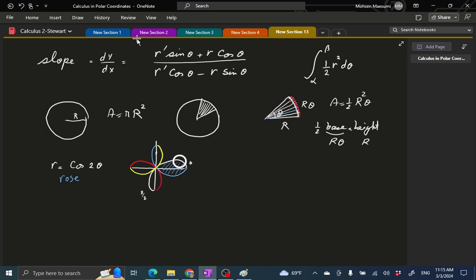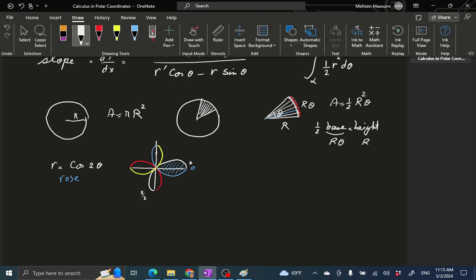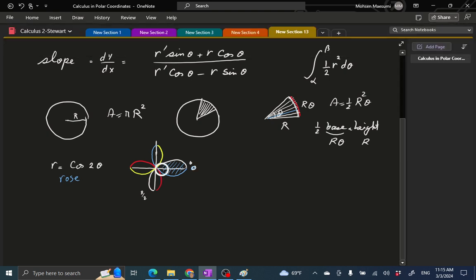In our graphing, we should notice that we go from the starting point, which is 0. By the time we come to pi over 4, 2 times pi over 4 is pi over 2. Cosine of pi over 2 is 0. We have arrived at the origin.